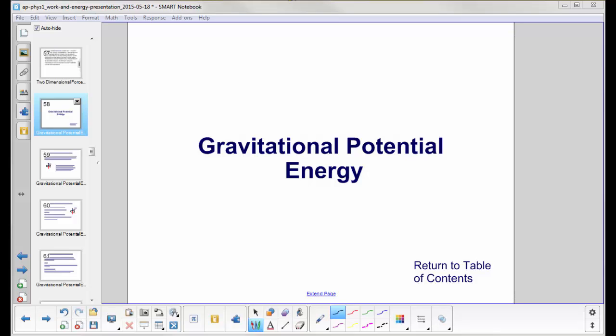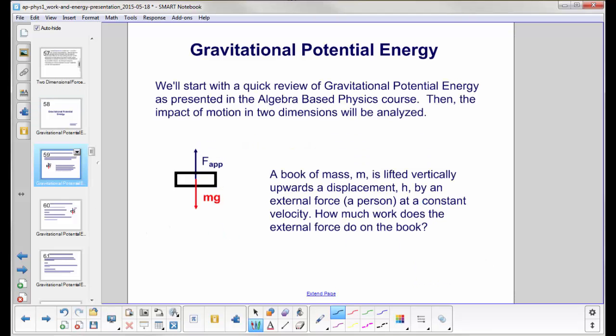We'll start our application of two dimensions to the energy due to gravity, or gravitational potential energy, by doing a quick review of the one-dimensional side of this. A book of mass m is lifted vertically upwards, a displacement h, and an external force, for example a person, is doing this work and it is moving at a constant velocity. So in this case the acceleration will equal 0. How much work does this external force of the person do on the book?